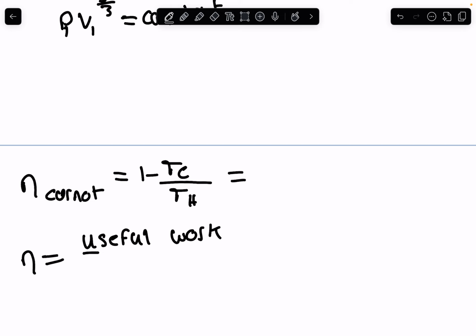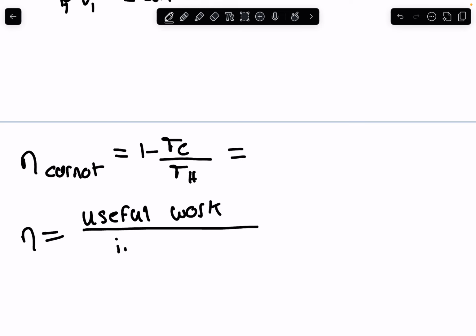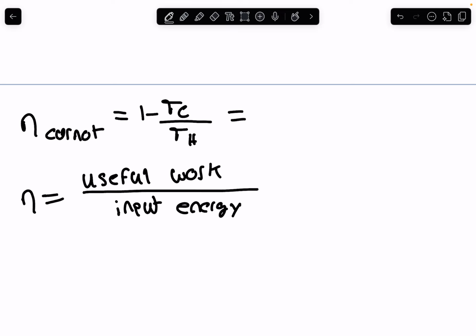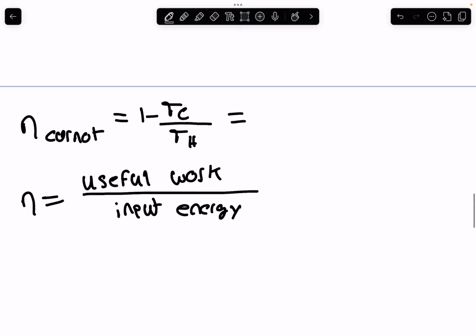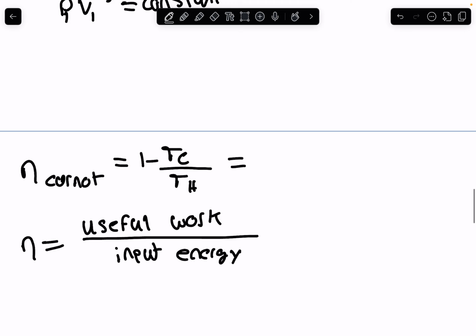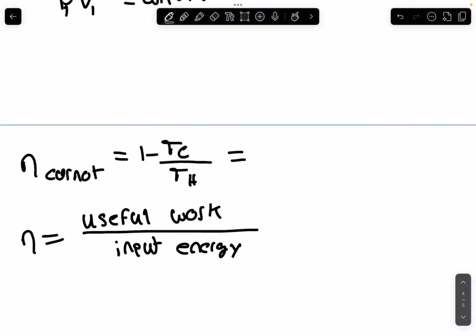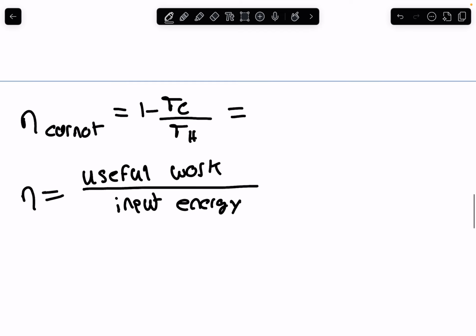work divided by the input energy, which is simple. For example, for a car engine, the input energy would be the energy of the gas, of the fuel, and useful work would be the distance the car drove and the force at a certain speed. And this works also for power, and you would calculate the efficiency of the car engine. This is exactly the same actually for the one you saw in 8.3.